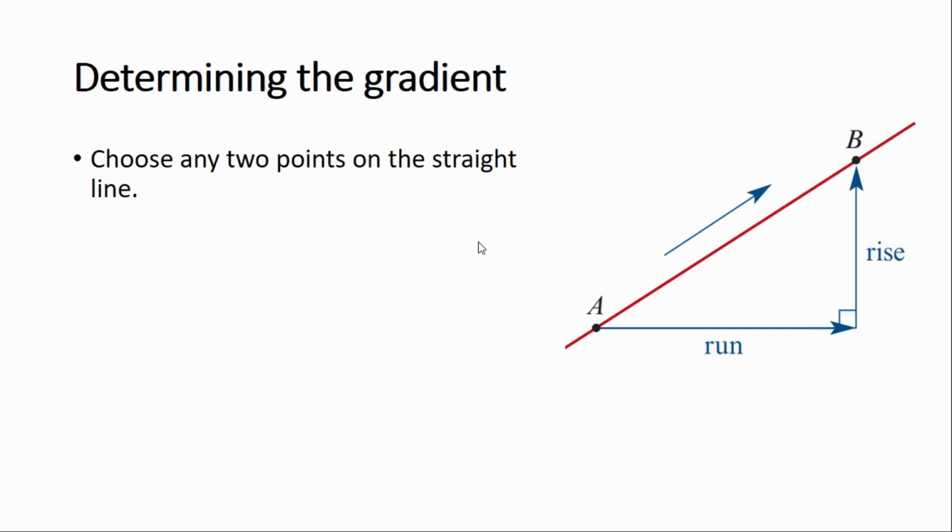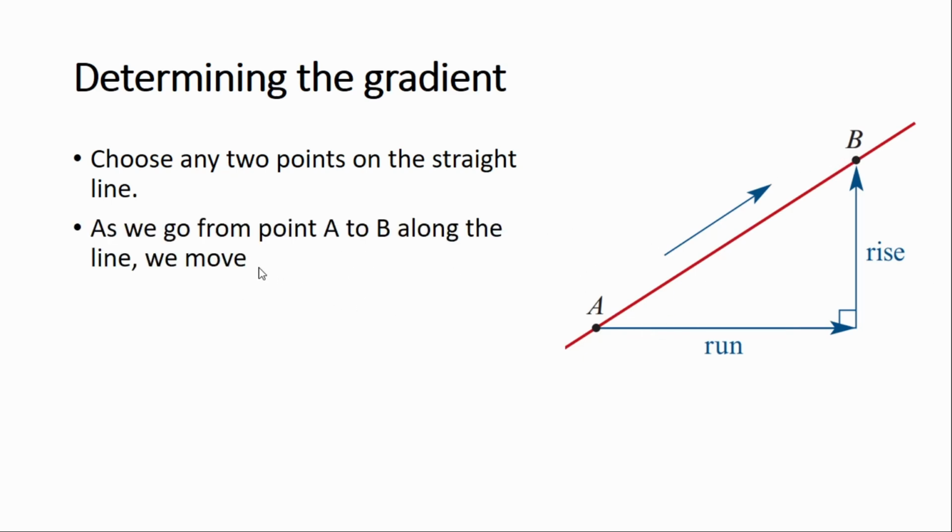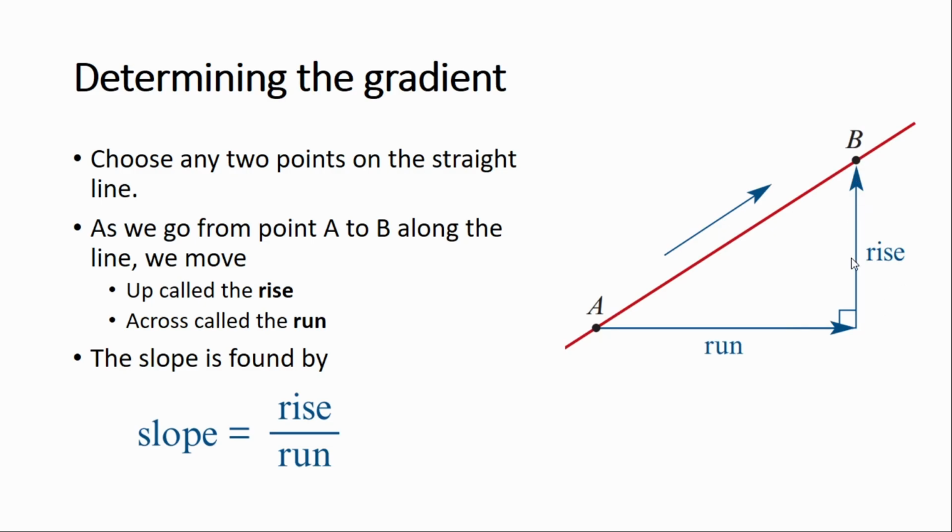Let's have a go at finding the gradient. When determining the gradient, we've got a straight line graph. We're just going to choose any 2 points on the straight line. That could be anywhere on the graph. And we're going to call them A and B for this purpose. As we go from A to B, think about you climbing up that. We go up, that's the rise, and we also go across, that's called the run. The slope is found by how far up we go, the rise, and how far across we go, and we divide those two. So we're going to divide the rise by the run.